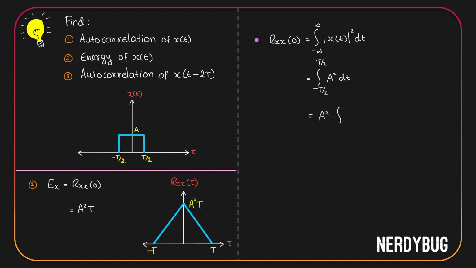A square is a constant, take it out. A square integral from minus T by 2 to T by 2 dt, or A square integral dt is t from minus T by 2 to T by 2. So this is A square into T by 2 minus minus T by 2, which is T. So we get the same answer mathematically also.